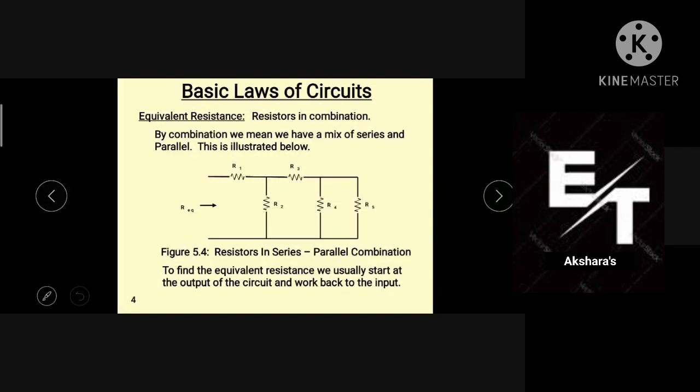Now this is a question. Now what is the target? To find the equivalent resistance. That is our target. In total we have 5 resistors. Simply you have to say it is converted into one resistance. That is our target. This is a question.